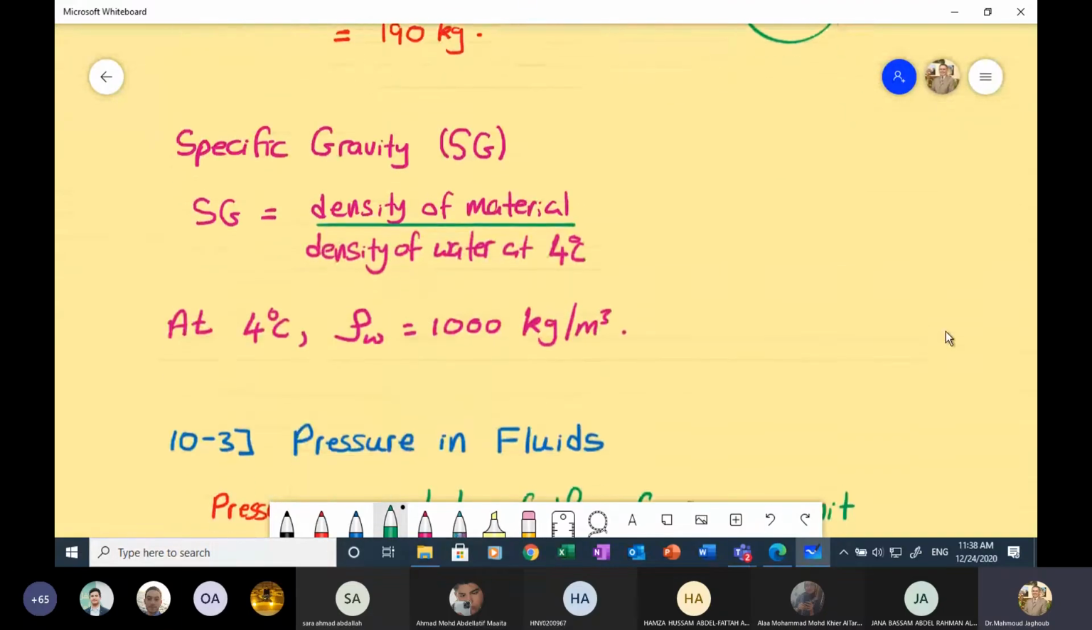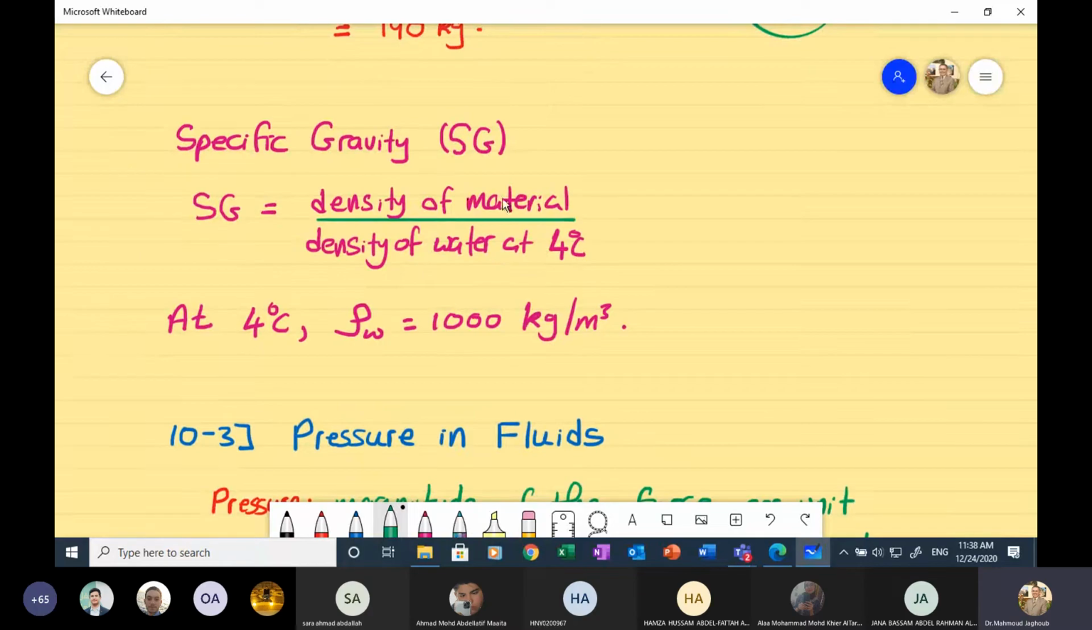Now, specific gravity is defined as follows. It is the density of the material divided by the density of water at 4 degrees. Why 4 degrees? Because when we say that water has a density of 1,000 kilograms per meter cubed, this density occurs at 4 degrees. At lower temperature, the density of water is lower than 1,000. And at higher than 4 degrees Celsius, it is also lower than 1,000. So water has a density of 1,000 kilograms per meter cubed when the temperature is 4 degrees Celsius.